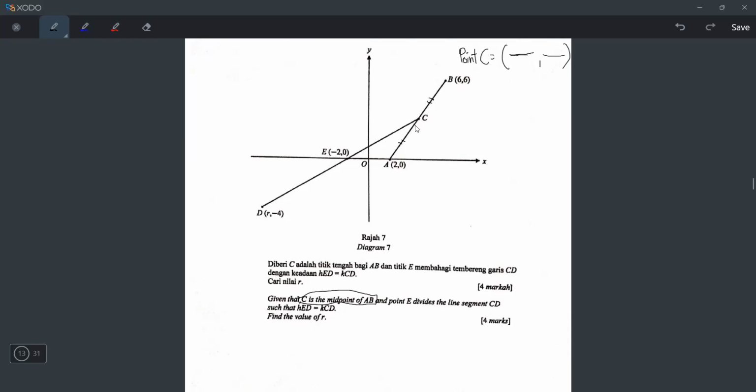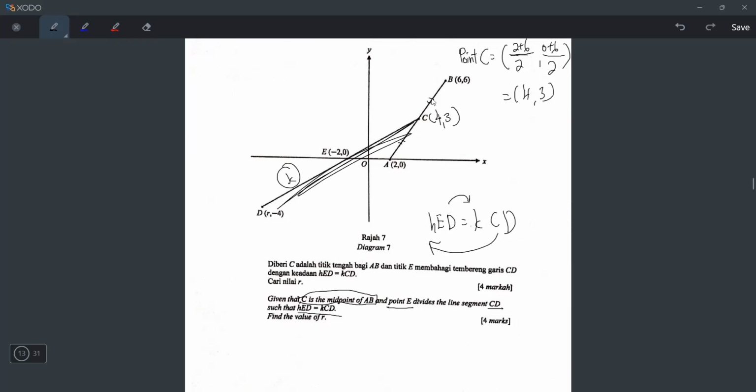So point C will be 2 plus 6 over 2, because midpoint, and then y: 0 plus 6 over 2. So it's 4, 3. Point C is 4, 3. And now I keep reading. Point E divides the segment CD such that HED equals KC. You know that this is the ratio. They are trying to give you a ratio from here. Inside read with inside, outside read with outside, means ED is K, so the ratio is K, EC the ratio is H, but CD is the whole thing. So I should take H minus K, and that will be the ratio.